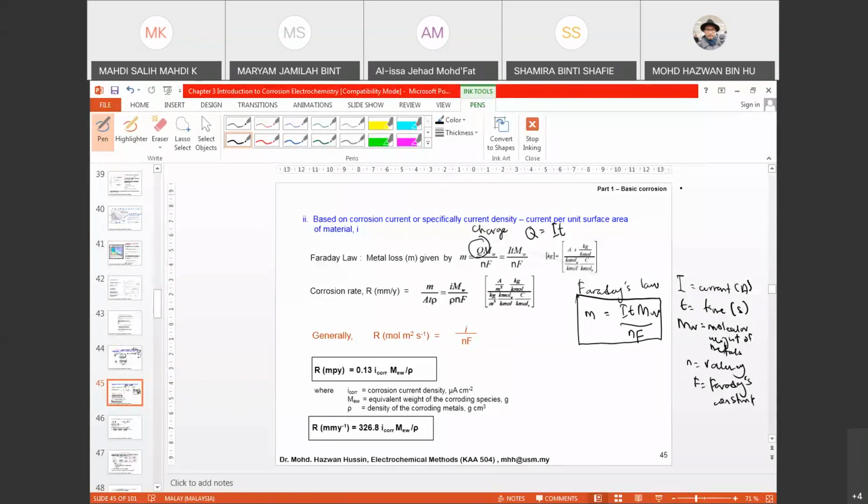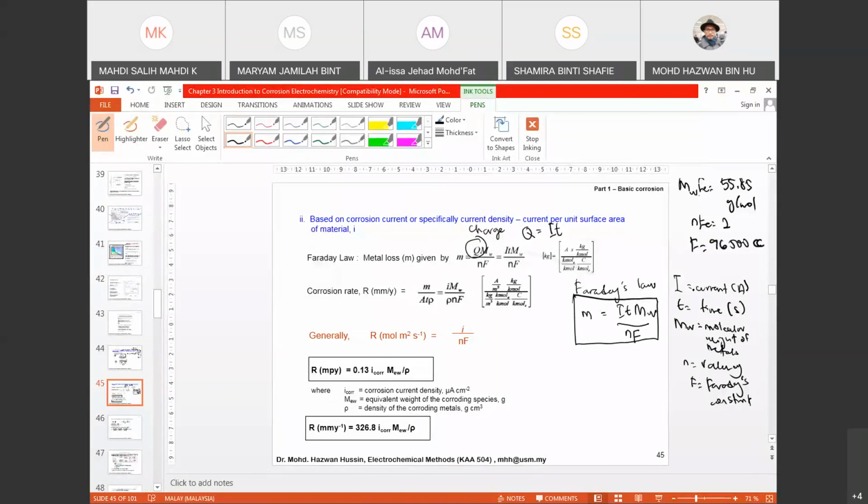So the molecular weight of iron is 55.85 grams per mole. For aluminium it is always different, I think 27 point something, and copper something. The valency for iron is equal to 2. Faraday's constant is equal to 96,500 coulombs. So all these are a few things that you need to remember.